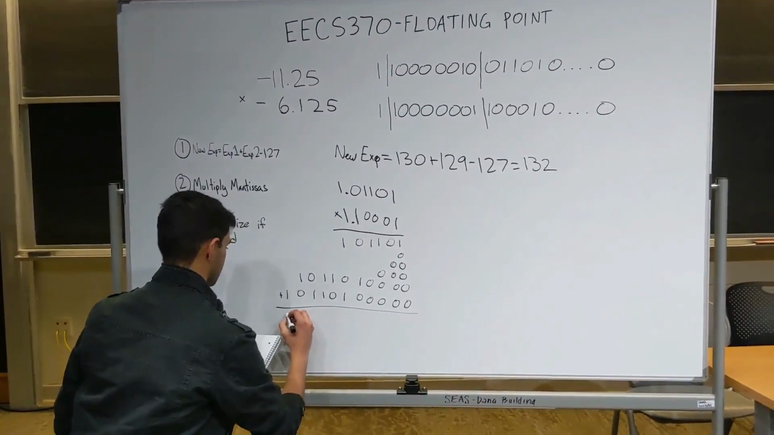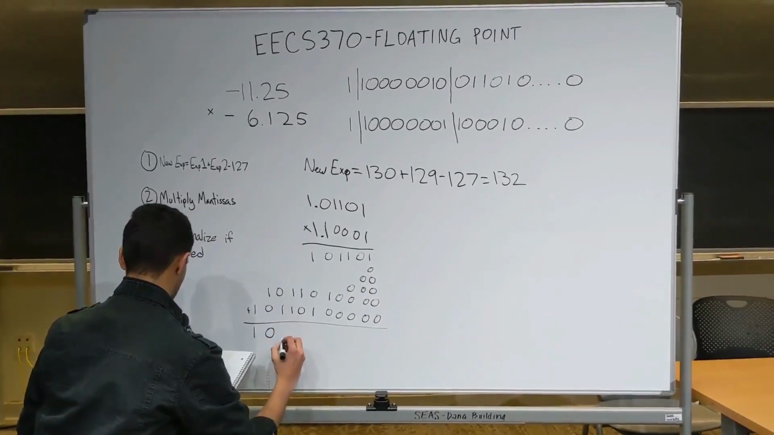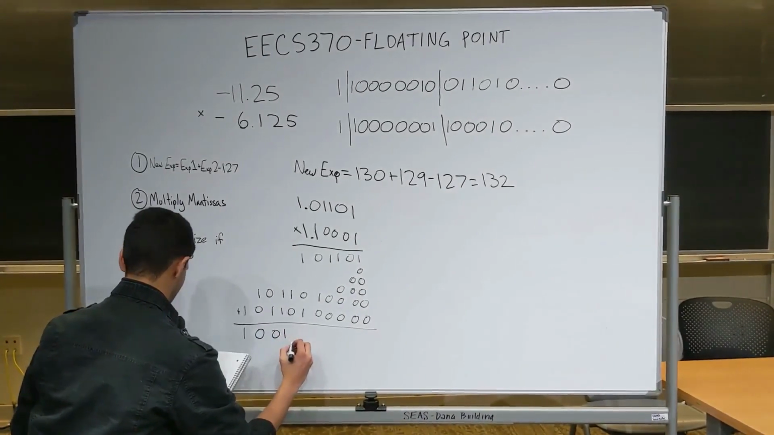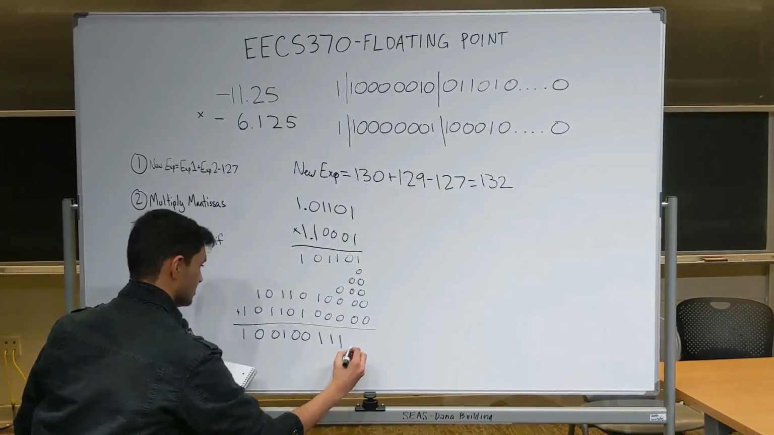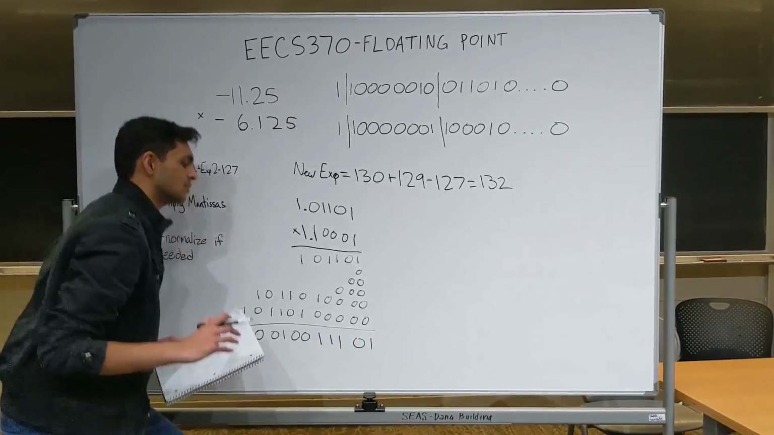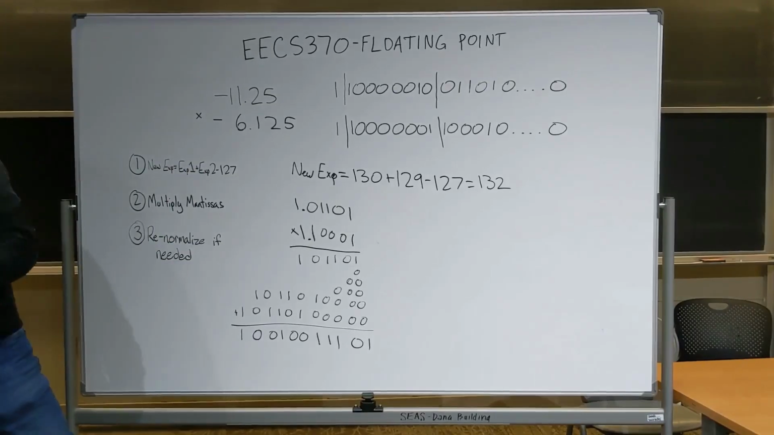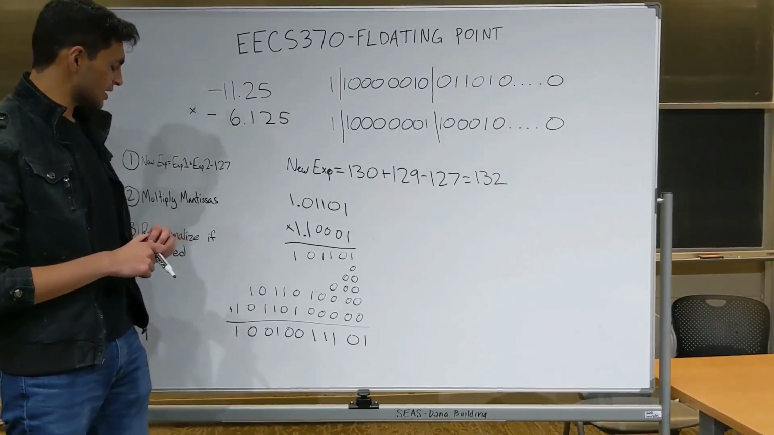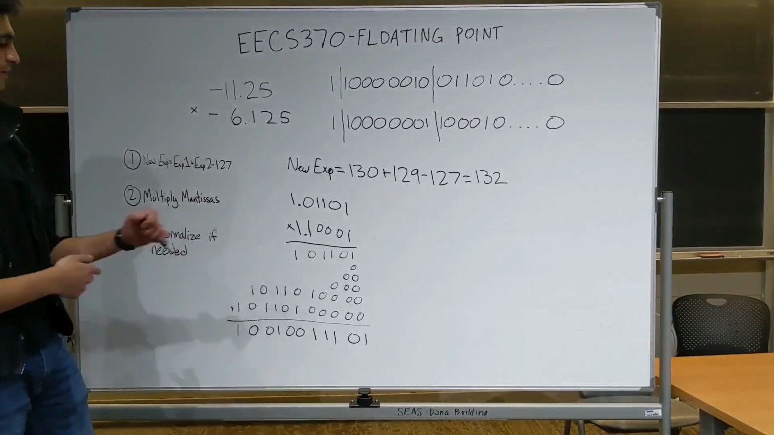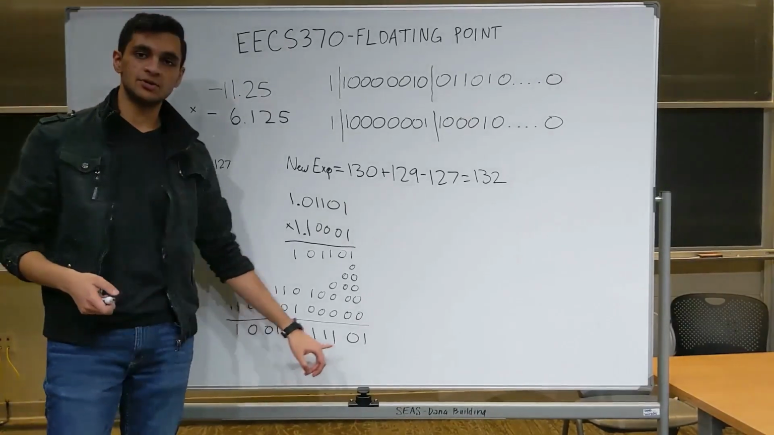The answer to this is going to be 1, 0, 0, 1, 0, 0, 1, 1, 1, 0, 1. And you can, on your own, go through this math and make sure that I did it properly. If I didn't, you can come complain on Piazza. Now, the next thing we need to find out is where the decimal point appears in this number.